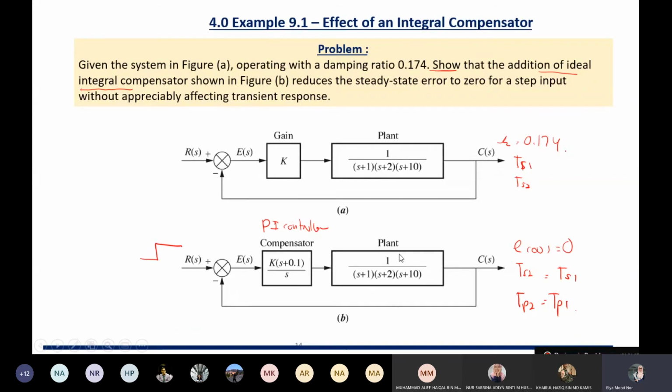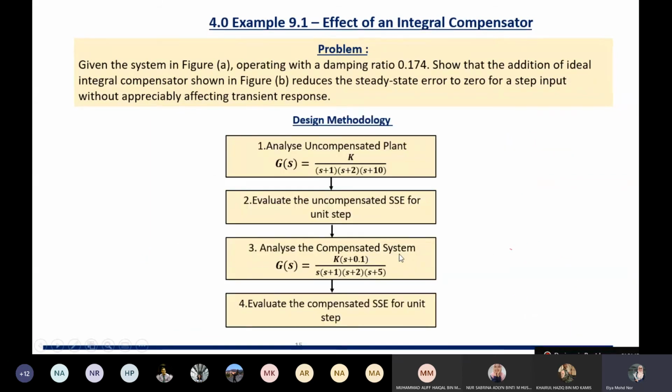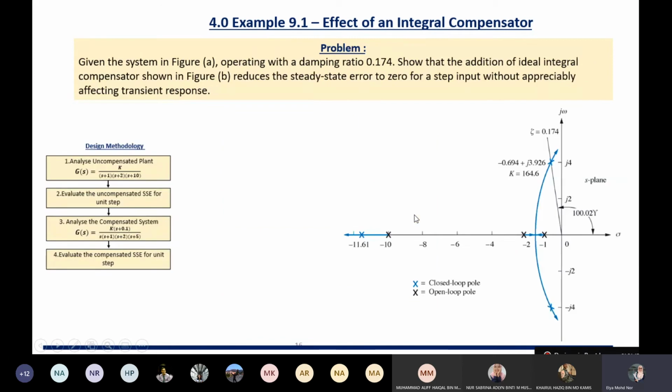So let's look at how we solve this problem. This is the design methodology, how we solve the problem. Again, there are 4 steps here. The first one is we analyze the uncompensated plant, and then we evaluate the uncompensated plant steady state error for a unit step. And then we analyze the compensated plant and evaluate the compensated plant steady state error for a unit step. So there are 4 steps here. Let's look at the first one.